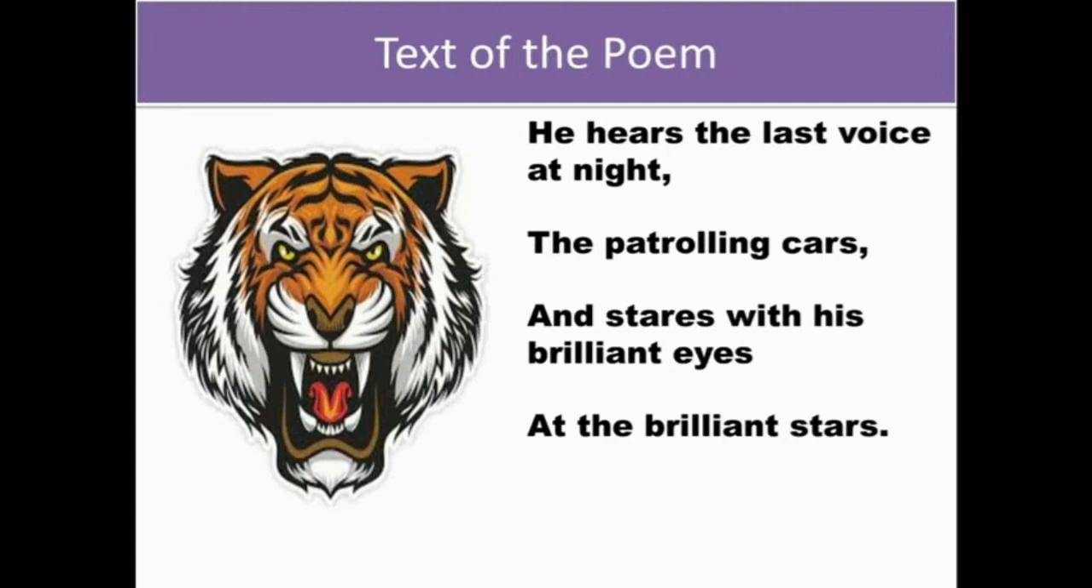The poet wants to say that the tiger is sad. He is a little unhappy as he is confined in the cage. He is imprisoned in the cage. He is caged in the zoo. So he cannot do anything. Therefore, he stares at the stars in the night. He just looks at the stars, unhappy, and tries to divert his thoughts towards them.